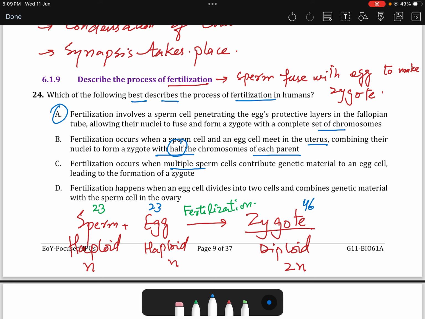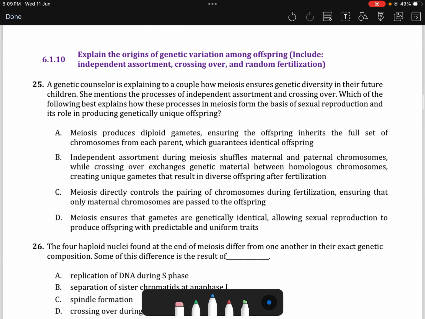Fertilization occurs when multiple sperms, no. Fertilization happens when an egg cell divides, no. Okay, so the first is the answer.